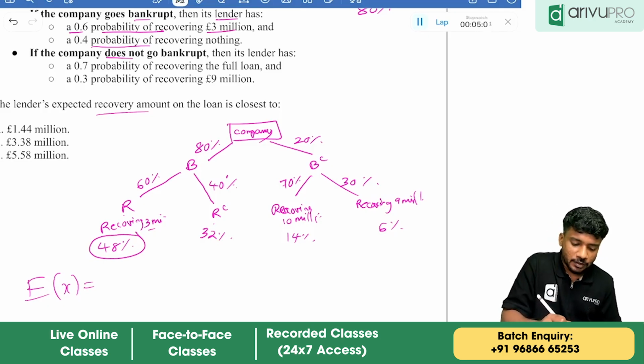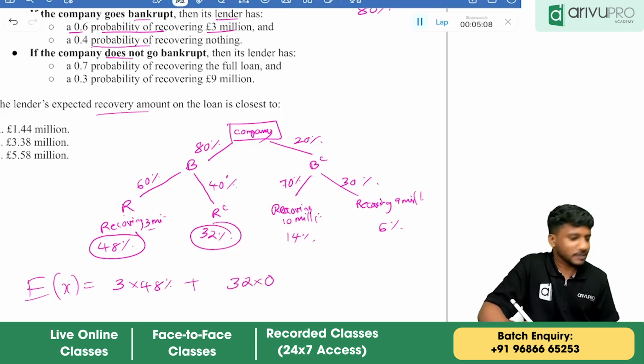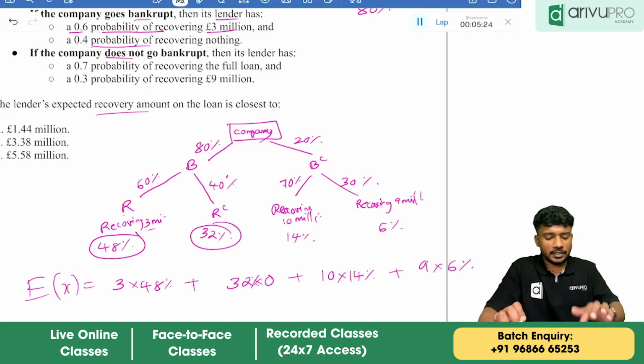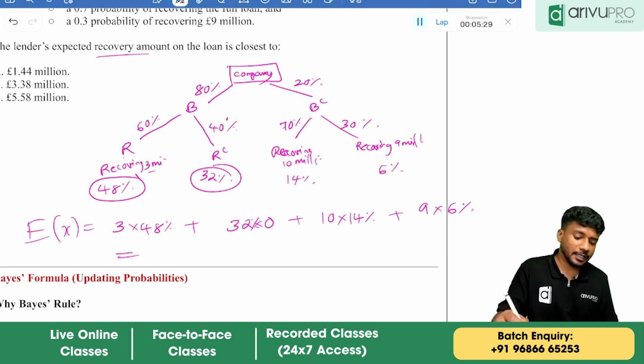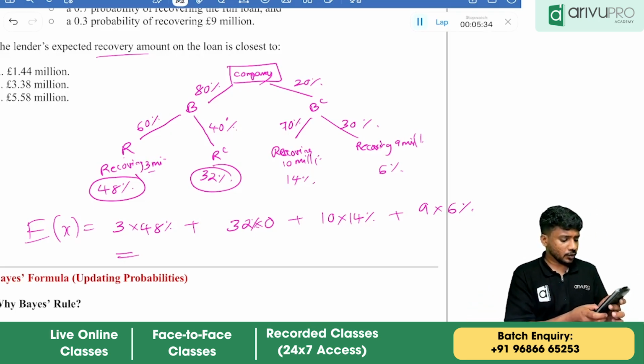That means 3 into 48% plus 32 into 0. 32% into 0 means 0 itself, plus 14 into 10 million, that means 10 into 14%, plus similarly recovering 9 million means 9 into 6%. Use the calculator, get me the expected output. How much is the answer? 3.38 million.